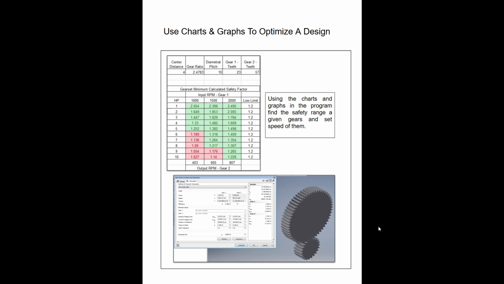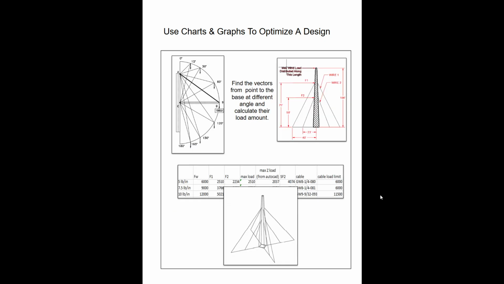Often we use those charts and those graphs to optimize a design. For an example, a gear set, there's lots of gear sets that fit in the space, but you want to know which one looks like the best one, depending on what you're supposed to be doing. Okay, so that's another one.